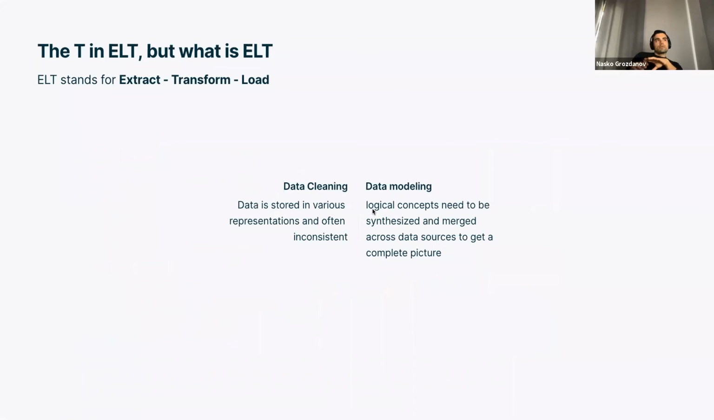So you would put the transformation part into 2 broad categories. The first one being data cleaning, which is ensuring that you have high quality, consistent data across all the tools. And then data modeling, which is where you're trying to make your data useful by representing it in logical concepts that are consistent across the different sources.